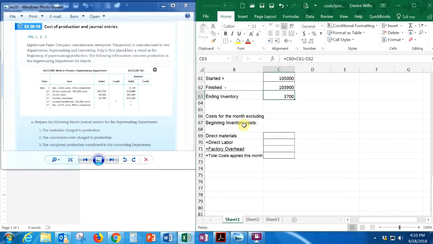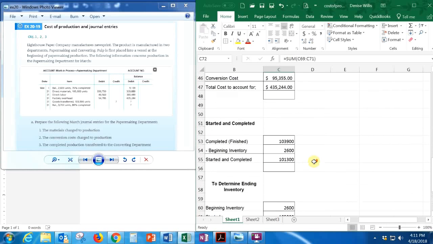Here we're getting the cost for the month excluding beginning inventory costs. We're just repeating things we already know. These three numbers right here we're going to type in. Okay, so that column, let's see, 330,550, 40,560, and 54,795. Okay, so the total costs applied this month, we will just sum those up, and it's $426,105 total cost. Okay, so we really haven't gotten to any answers yet, but we're organizing our information here.